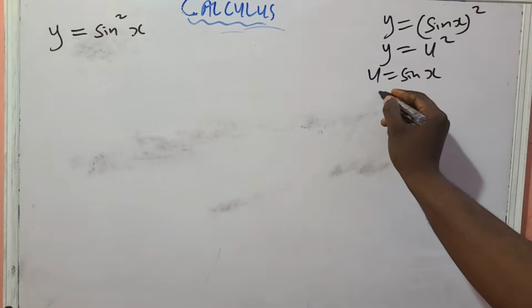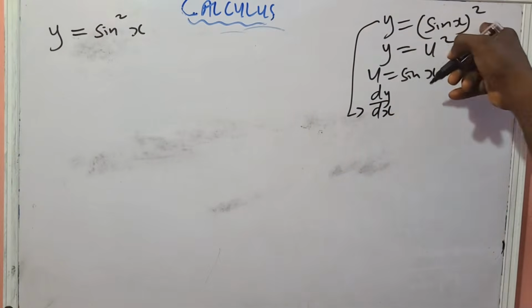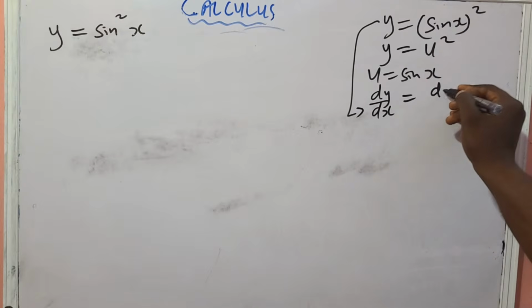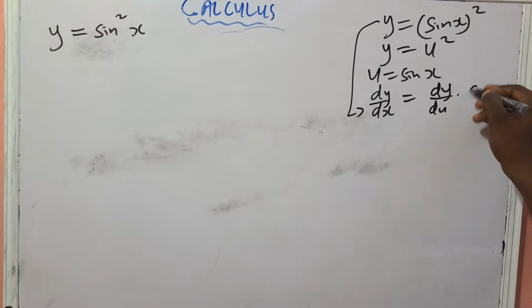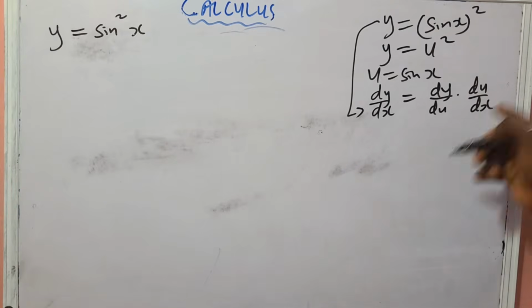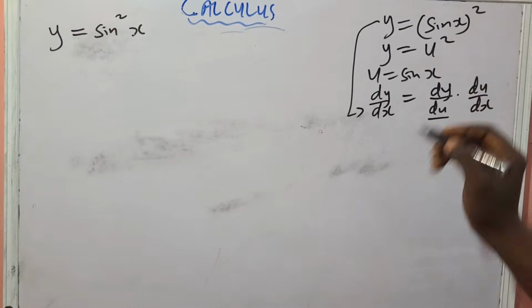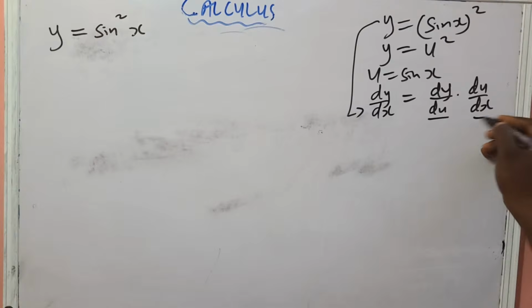So if we want to find dy over dx of this expression, it will be equal to dy over du times du over dx. I've explained this in previous classes. So this is what we want to solve to get dy over dx. So we have to go on to find dy over du, and we have to find du over dx.